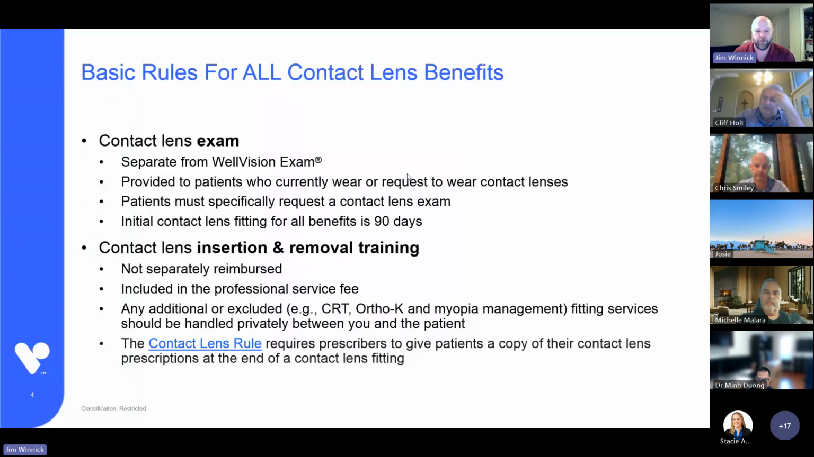And we always have to remember the contact lens rule, which requires us to give patients a copy of their contact lens prescription at the end of their fitting, and that is regardless of whether they ask for it or not. So you should have a system in place where you're handing them a written copy of their prescription.